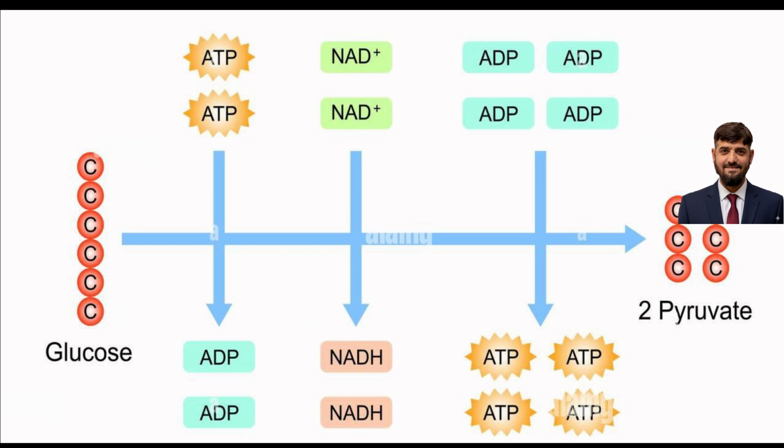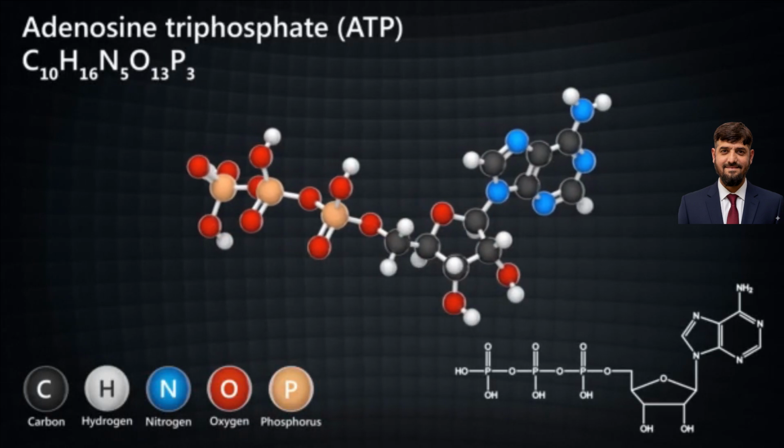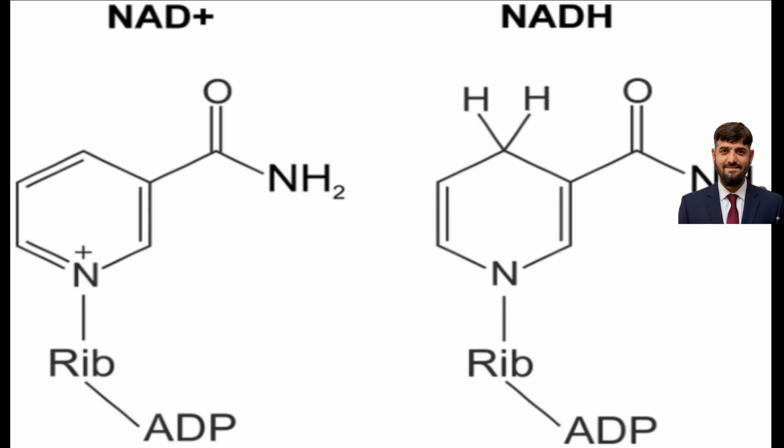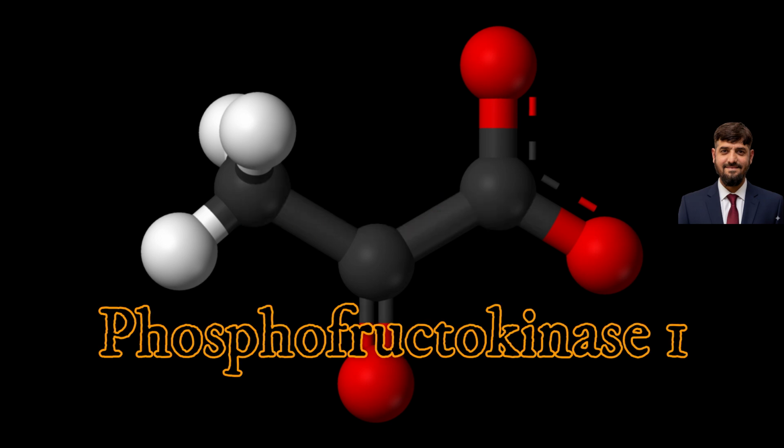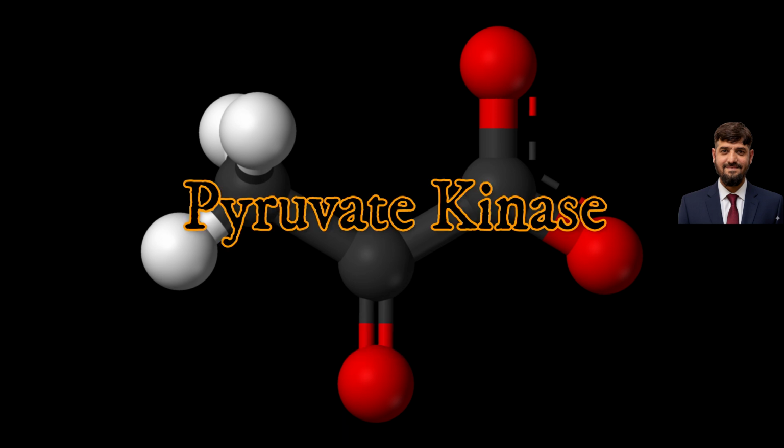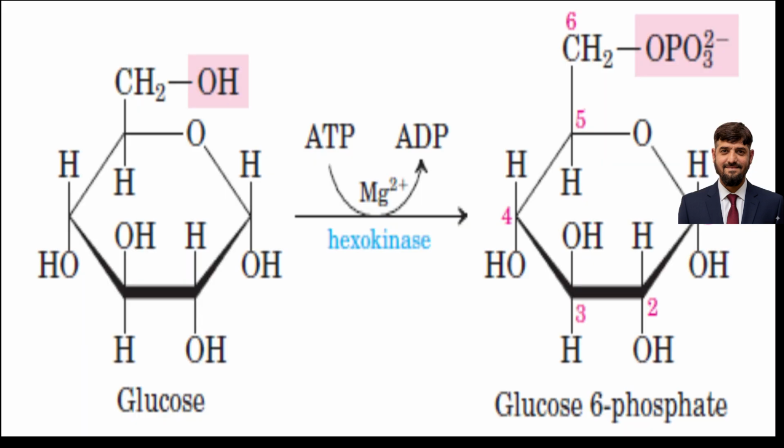It breaks one glucose molecule into two pyruvate molecules. This process has 10 enzymatic control steps and produces two ATPs, two NADH, and two pyruvate. The key regulatory enzymes include hexokinase, phosphofructokinase 1, and pyruvate kinase. Now we will discuss glycolysis stepwise.